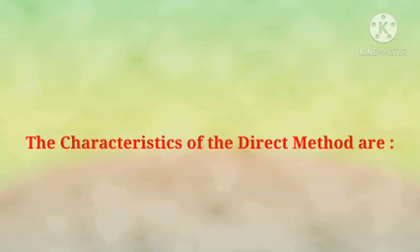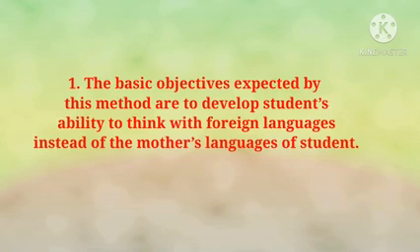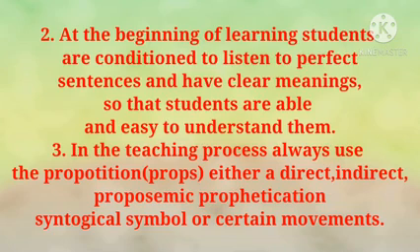And the next is the characteristics of the direct method. Number one, the basic objectives expected by this method are to develop students' ability to think with the foreign language instead of the mother language of students. And number two, at the beginning of learning, students are conditioned to listen to perfect sentences and have clear meanings so that students are able and easy to understand them.